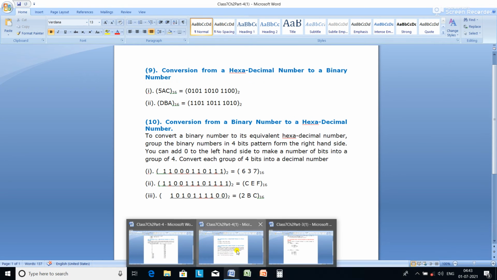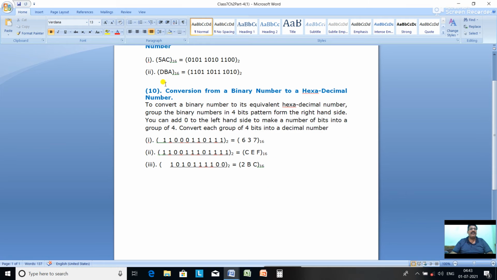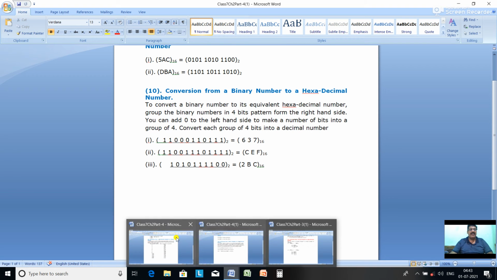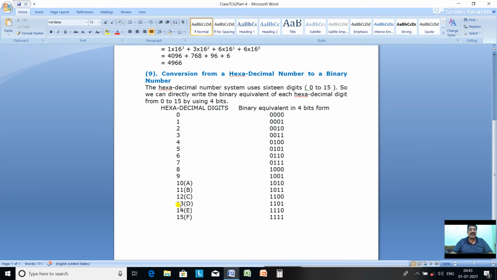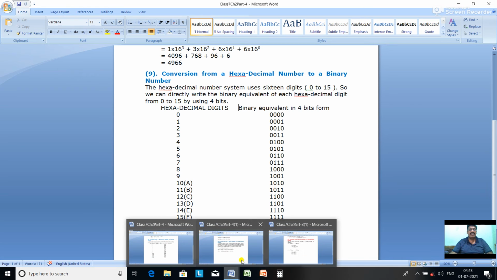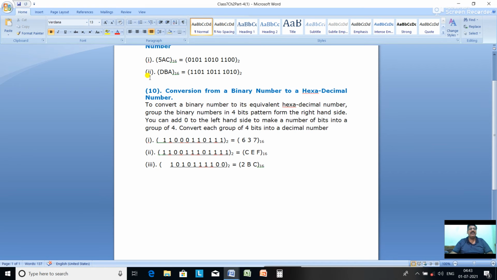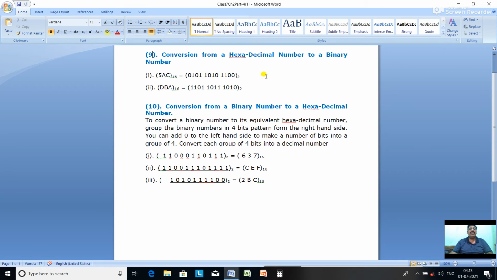Next, suppose you have taken DBA. So now you tell me, D means 13, 1101, B means 11, 1011, and A means 10, 1010. You just put the value in binary. The D 1101, B 1011, and A 1010. So we learned how to convert a hexadecimal to a binary number.